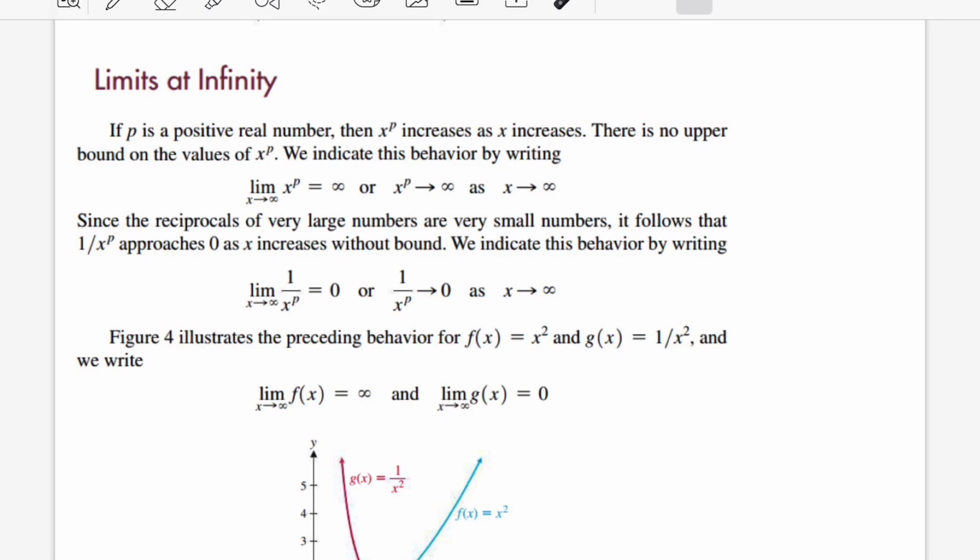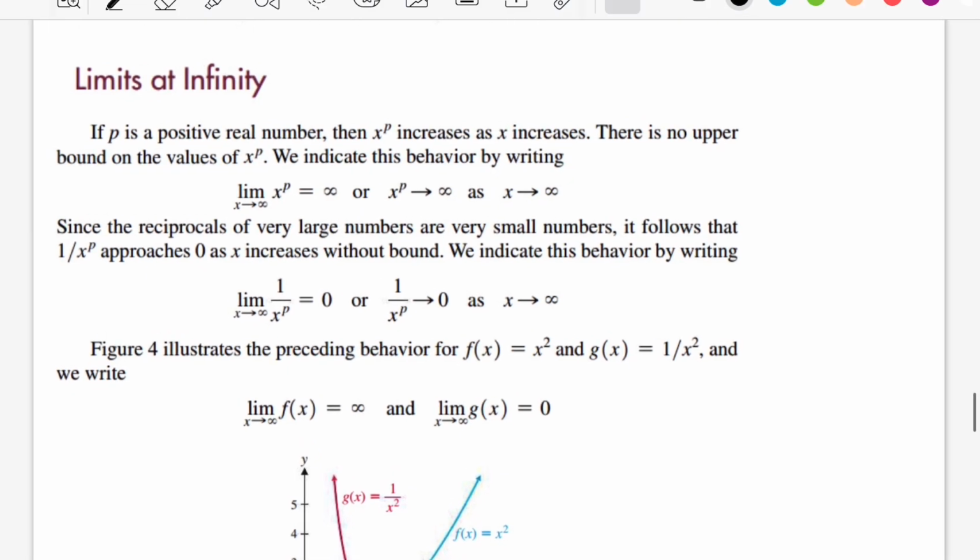And on the other hand, we do know that reciprocals of very large numbers are very small numbers. So in this case, if we were to have the function 1 over x to the p, we know that the limit as x gets bigger and bigger is going to actually just be equal to 0.